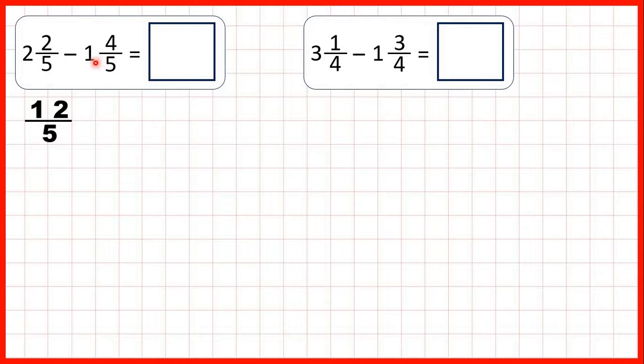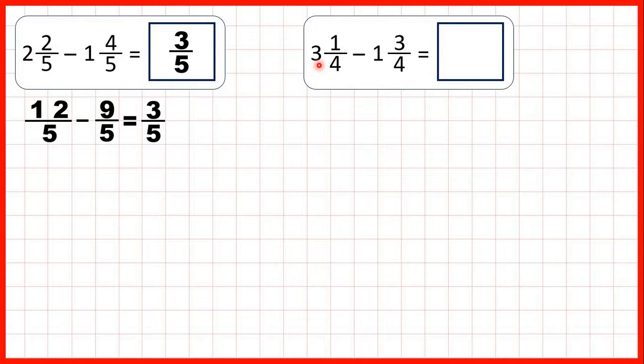And we can change 1 and 4/5 into an improper fraction as well. Remember, we multiply the whole number by the denominator, and 1 times 5 is 5, and then we add the numerator. 5 plus 4 is 9, so we're subtracting 9/5. So remember, when we subtract fractions, we keep the denominator the same in our answer. And now 12 minus 9 is 3, so our answer is 3/5.